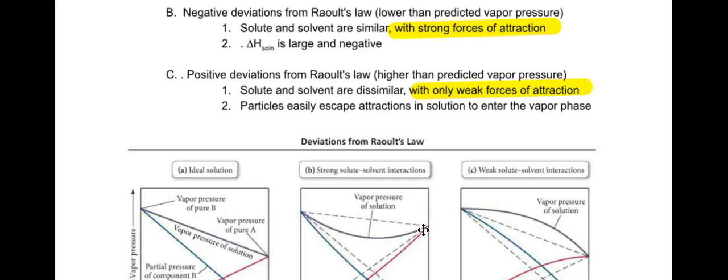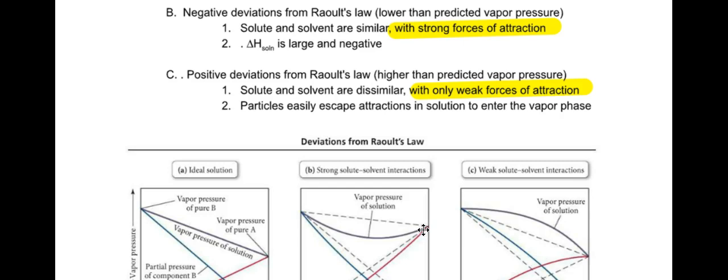And why would I have lower vapor pressure? It means I have fewer vapor molecules. Why would I have fewer molecules in the vapor phase? It's because there's too much attraction, or a lot of attraction, in the liquid phase. So it's going to take more and more energy to break free. And if it takes more energy to break free, the heat of solution is large and negative, all right? So it's going to release energy when it breaks free. Okay, they have strong forces of attraction.